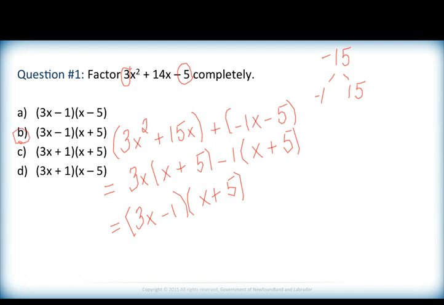And if you wanted to go back and verify your solution, you can take the two binomials, use the distributive property to see if you will receive the trinomial back that's in the question here.